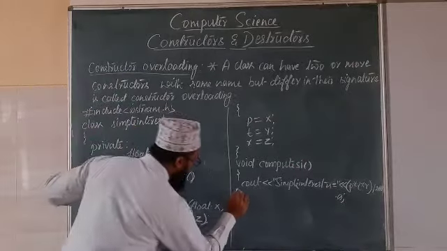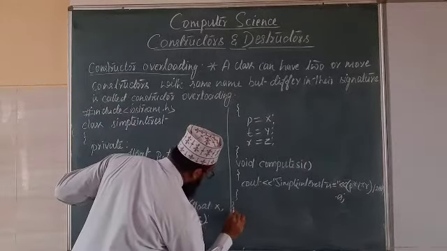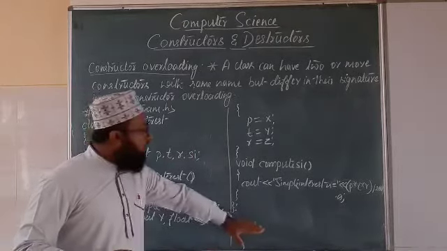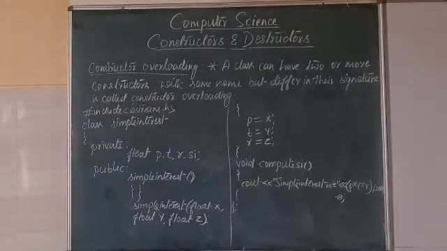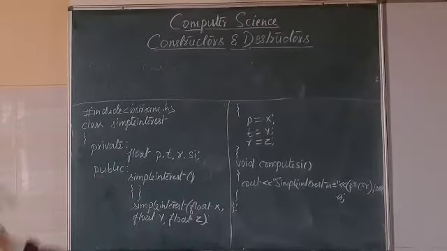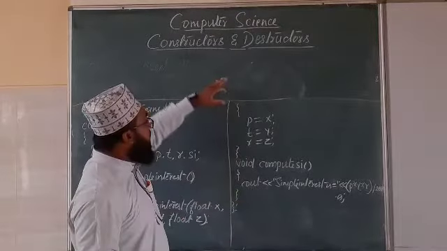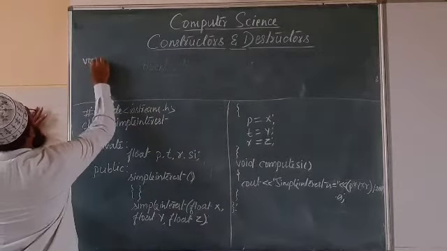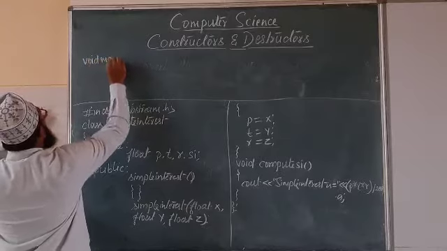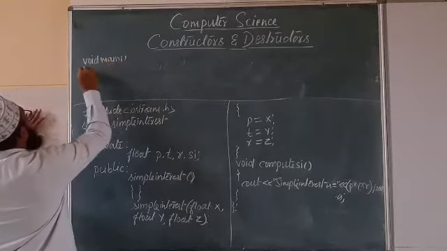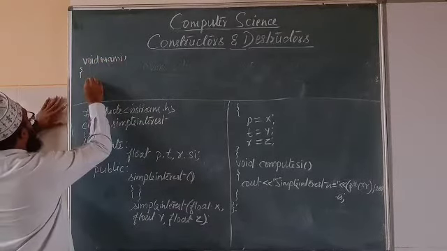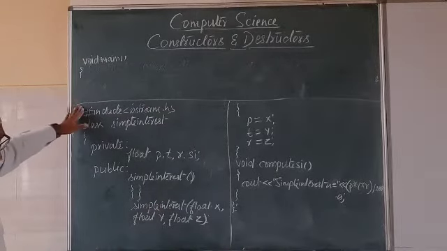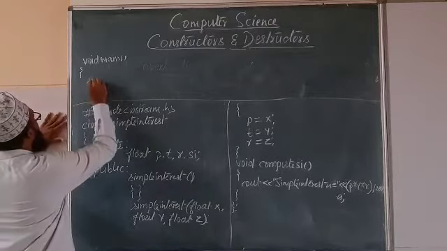Now the compute function is closed. Now the class is closed here. After closing the class, I will write the main function. Void main, then open. Now we have to compute the simple interest here.